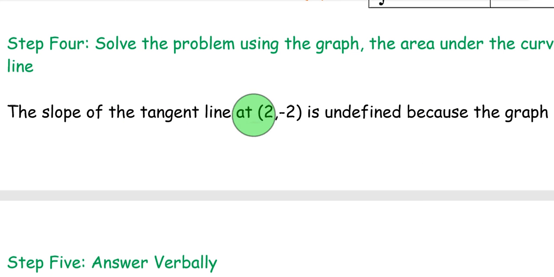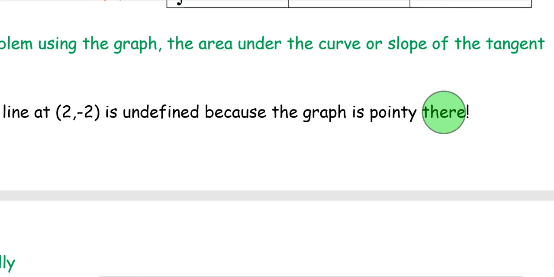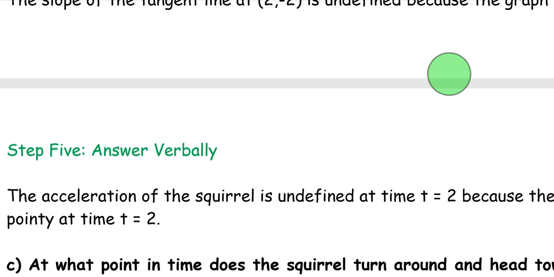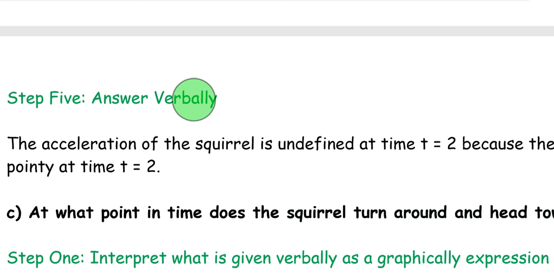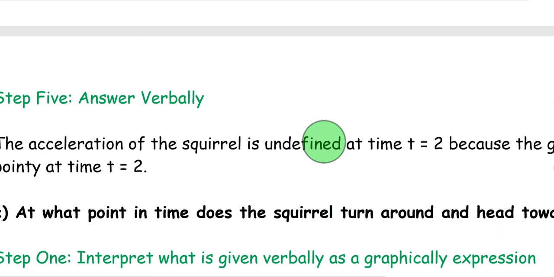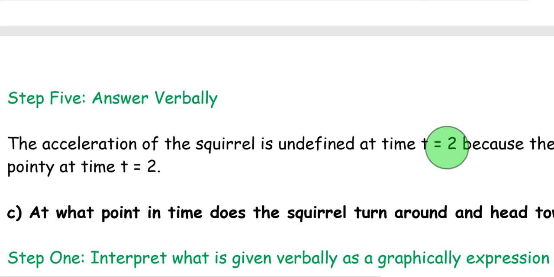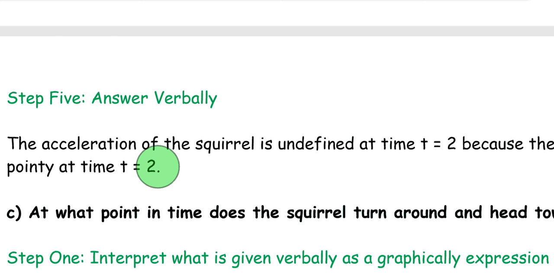So the slope of the tangent line at (2, -2) is undefined because the graph is pointy there. I like to use this word pointy. My students laugh, but it's the best way to remember it, in my opinion. It reminds me of a witch's hat or something. Step 5, answer verbally. The acceleration of the squirrel is undefined at time t equals 2 because the graph of its velocity is, you said it, pointy there at time t equals 2.